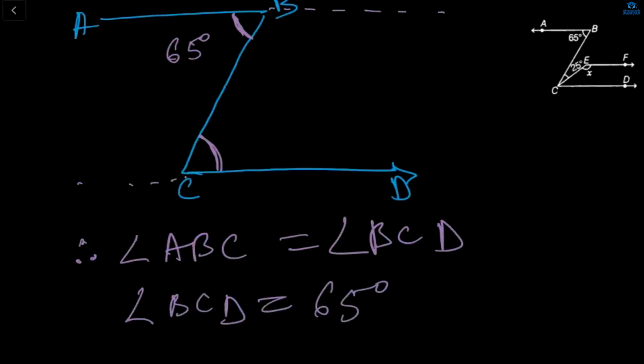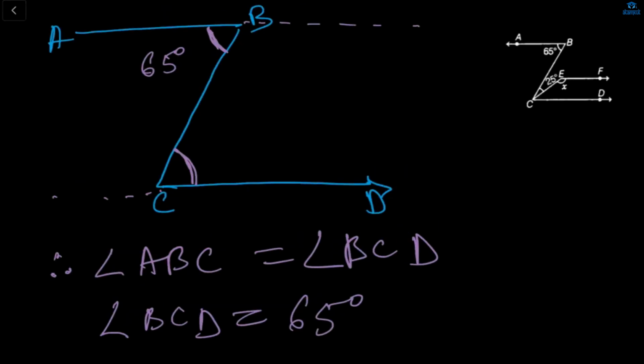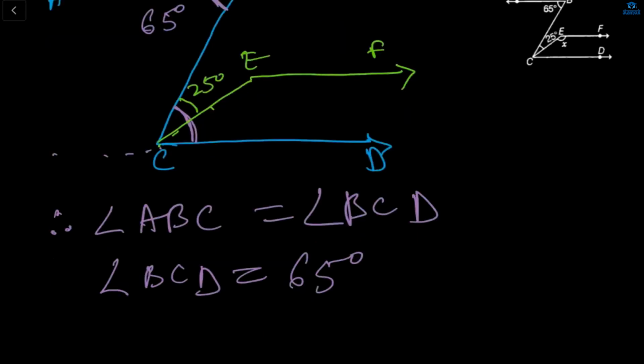But now if you see in the diagram here, you have a line from here, EF, and this angle is given as 25 degree. So this angle will be equal to what? 65 degree minus 25, which will be equal to 40 degree. Now this will be equal to 40 degree.